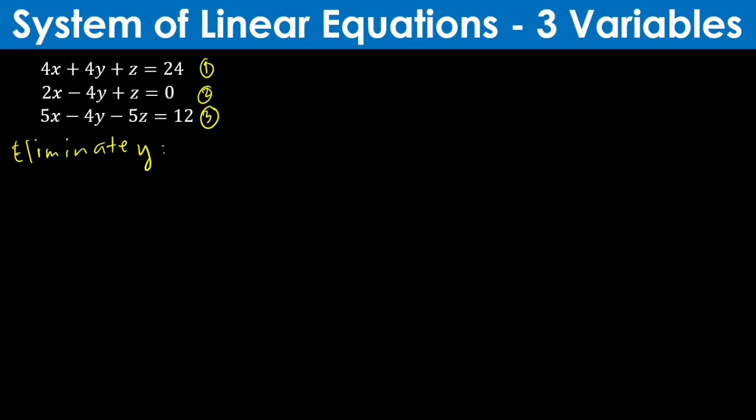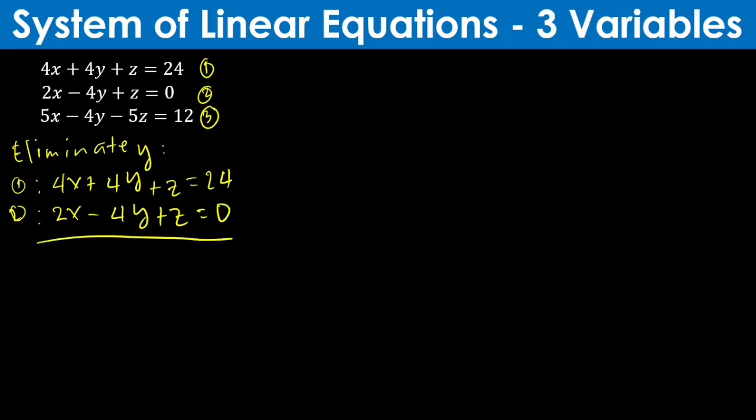So we have equation 1, plus 4x plus 4y plus z. Just copy it. And then the equation 2, just copy it again. Then we add equation 1, equation 2, that gives us 6x, y is eliminated, plus 2z equals 24. Let's take this as our equation number 4.